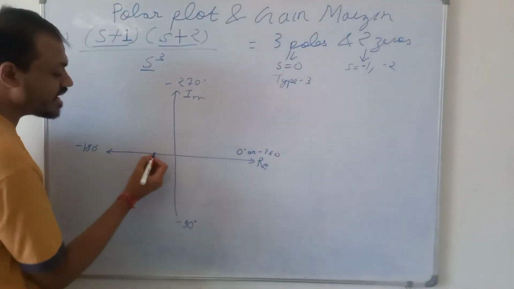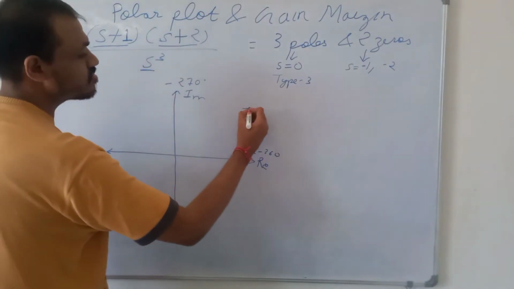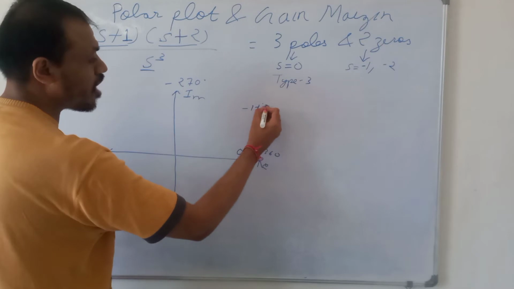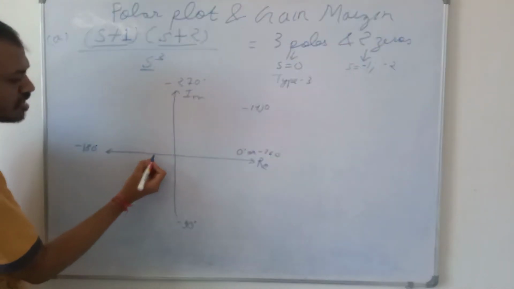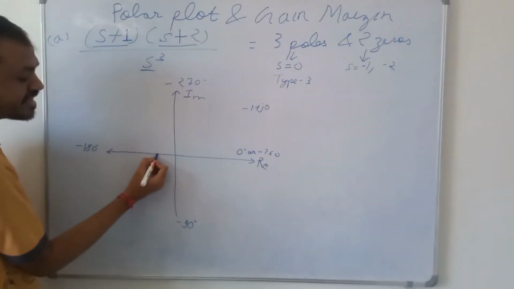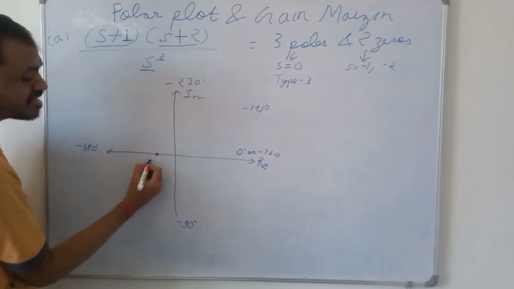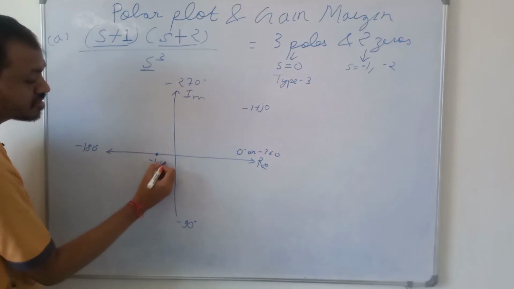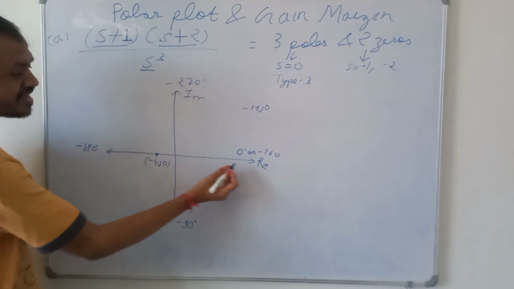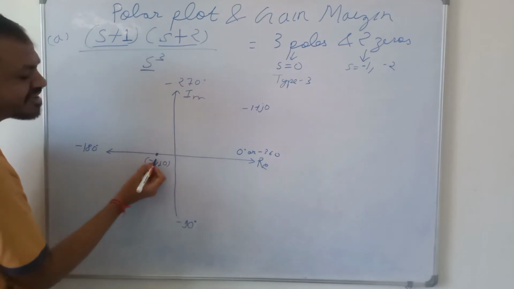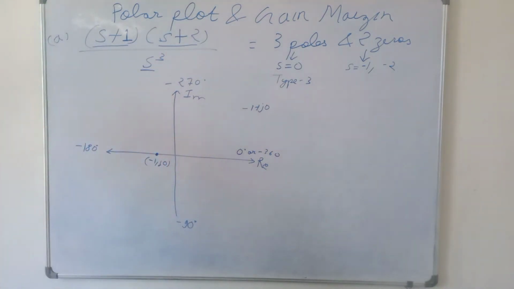And there is the critical point. The critical point is minus 1 plus j0. So the location of the critical point is always here. This is minus 1 plus j0, because here the real value is minus 1 and the imaginary value is 0. So this is the location of the critical point.